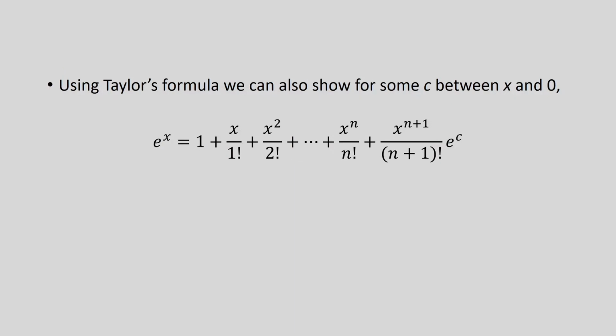Taylor's formula can also be used to show, for some c between x and 0, that e to the power x is given by 1 plus x divided by factorial 1 plus x squared divided by factorial 2 plus dot dot dot plus x to the power n divided by factorial n plus the correction term or error term, x to the power n plus 1 divided by n plus 1 factorial. So, e to the power x can be found through this Taylor's formula as well.